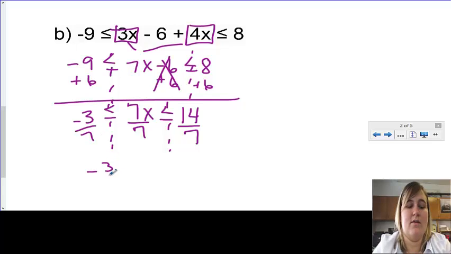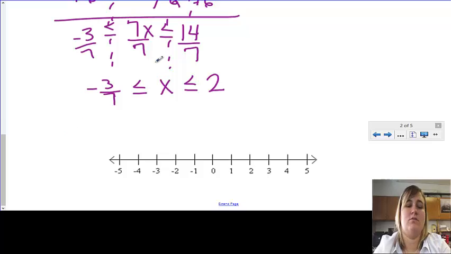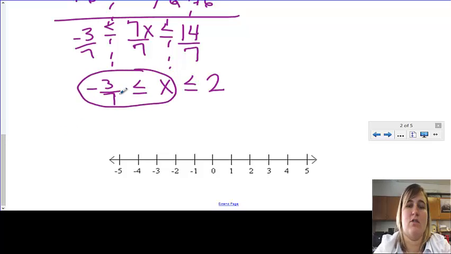So I get that negative 3/7 is less than or equal to x, which is less than or equal to 2. Now when I graph this one, I'm going to have to start by rewriting the left side of it so that my variable's on the left side so that I don't make a mistake on my graph. So I'm going to flip that whole thing around. So x comes to the left, I flip my sign so that it still opens to the x, and then my negative 3/7 is there.